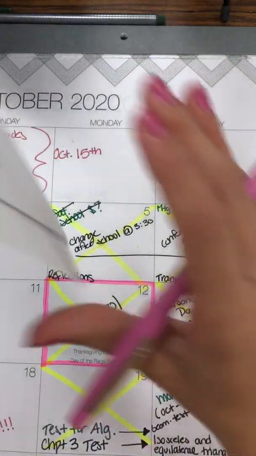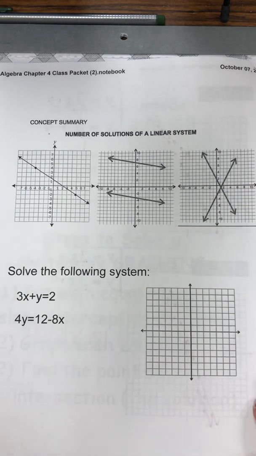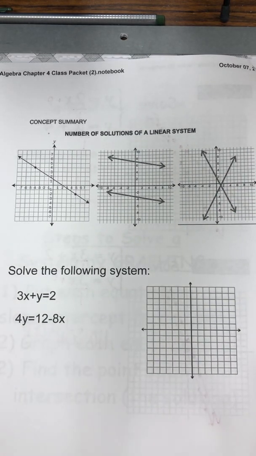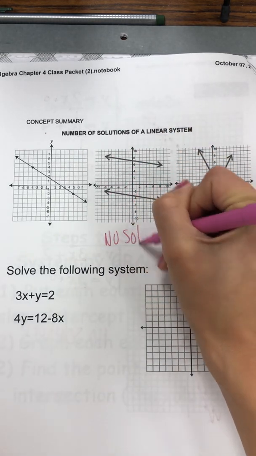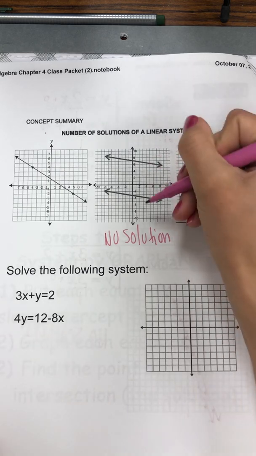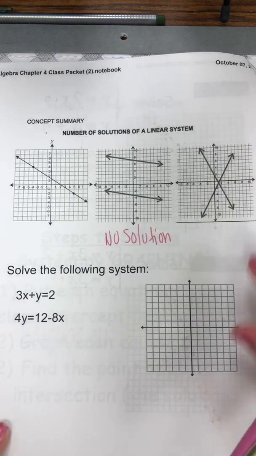All right, now I'm going to move on to page 4, which will be the last page we're going to do. And that no solution answer leads us into the 3 different types of answers you can get for these problems. The one in the middle here is an example of our no solution answer. That is going to happen when you have 2 parallel lines, which means they're going to have the same slope. They're never going to cross, so the answer is going to be no solution.